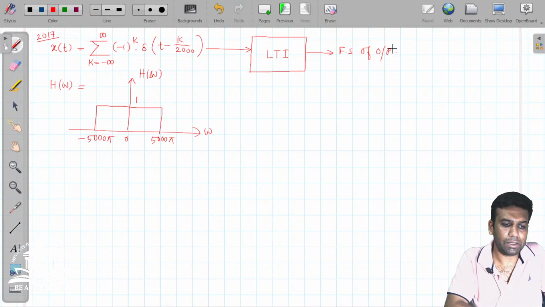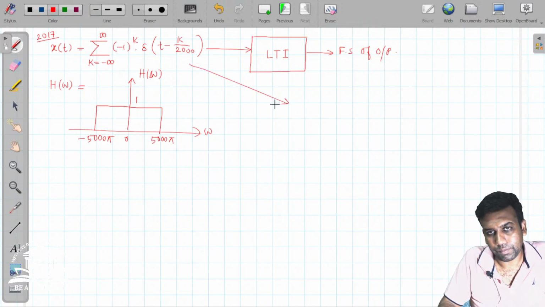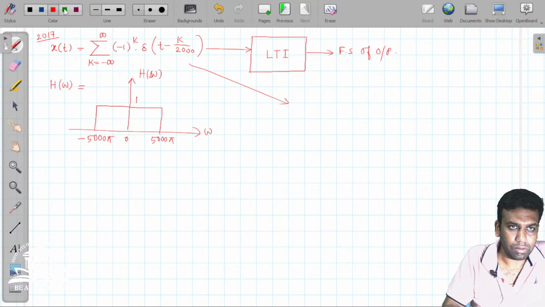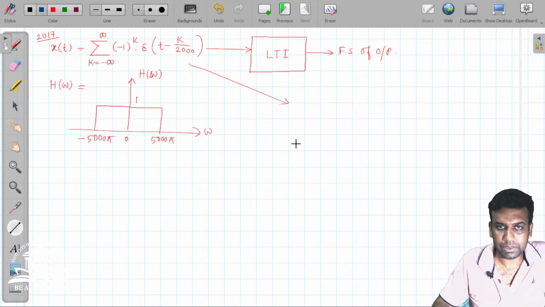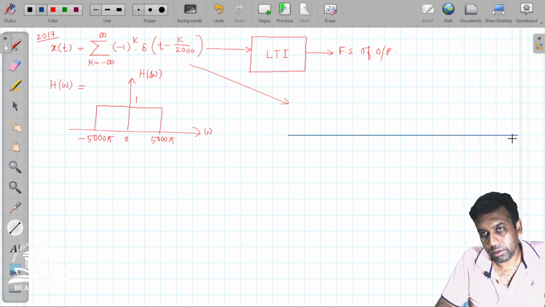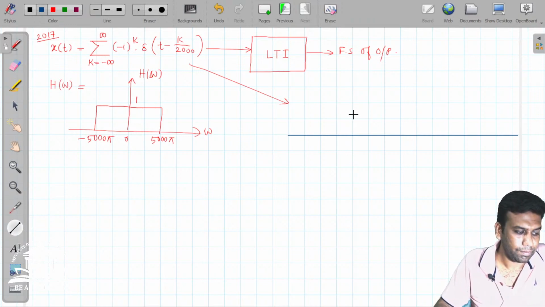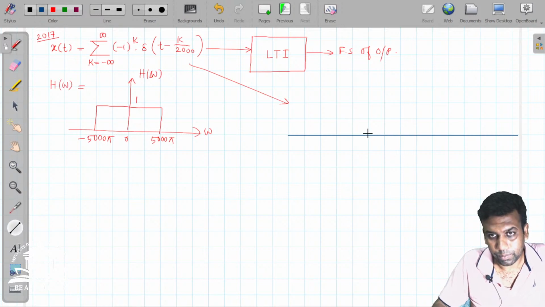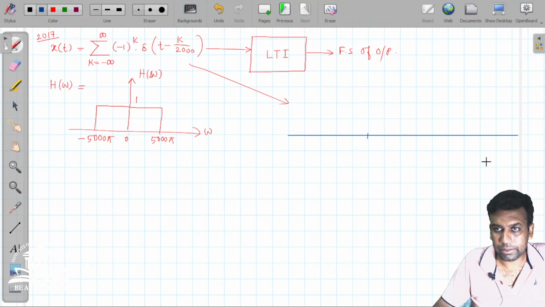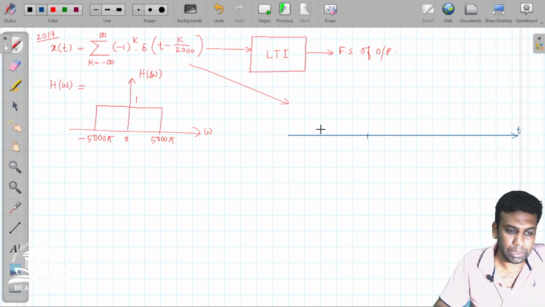So now if we look at the question, then x(t) is given, okay, and the system response is given. So if I draw this x(t), so what will be the representation? So for that purpose, let us draw the x(t). Okay, so now we are drawing the x(t). So suppose this is 0. In this x-axis, this is the time axis.